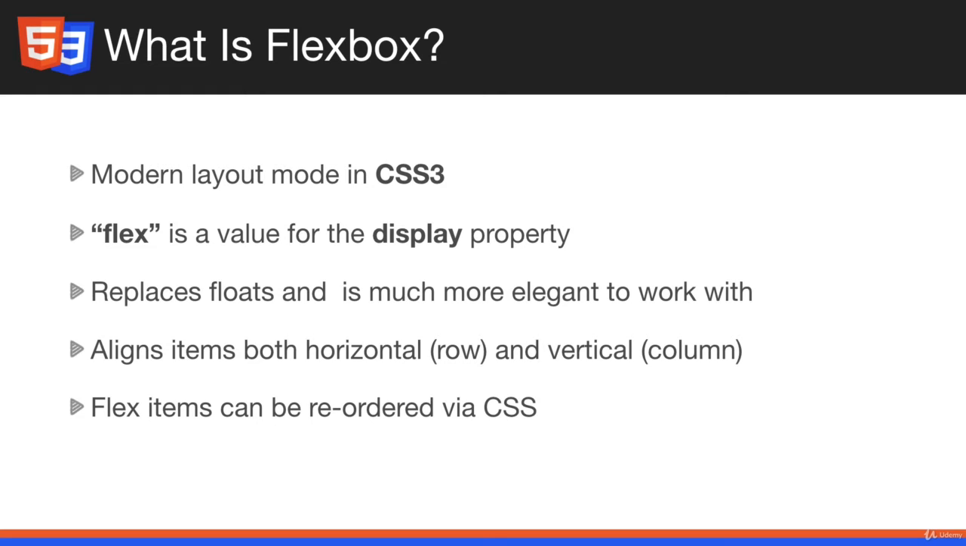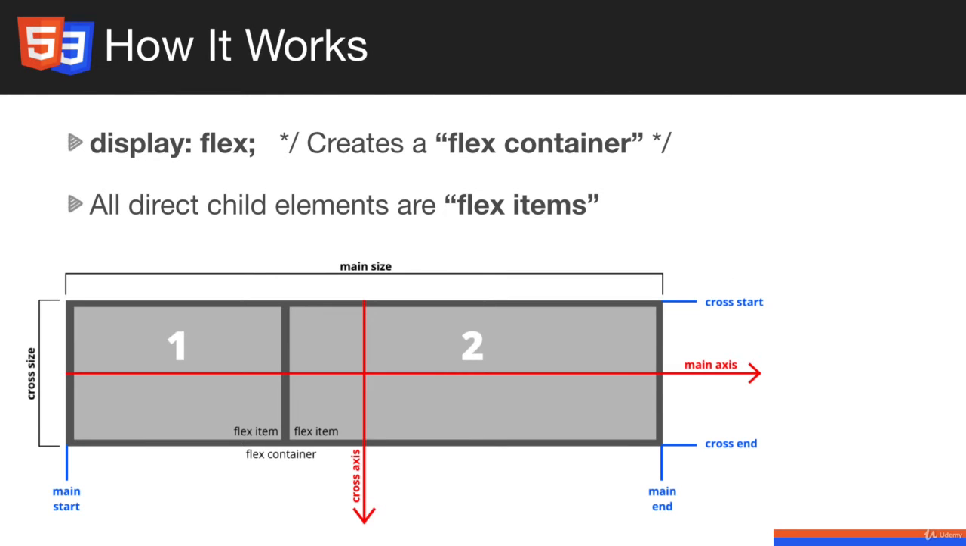We assign flex to the display property, just like we have display block, display inline block, display none. We also have display flex, and it replaces floats. It's much more elegant to work with. We can align items both horizontal and vertical, and flex items can also be reordered via CSS. So we can actually reorder the way that our items are laid out without having to change the markup, without having to change the HTML.